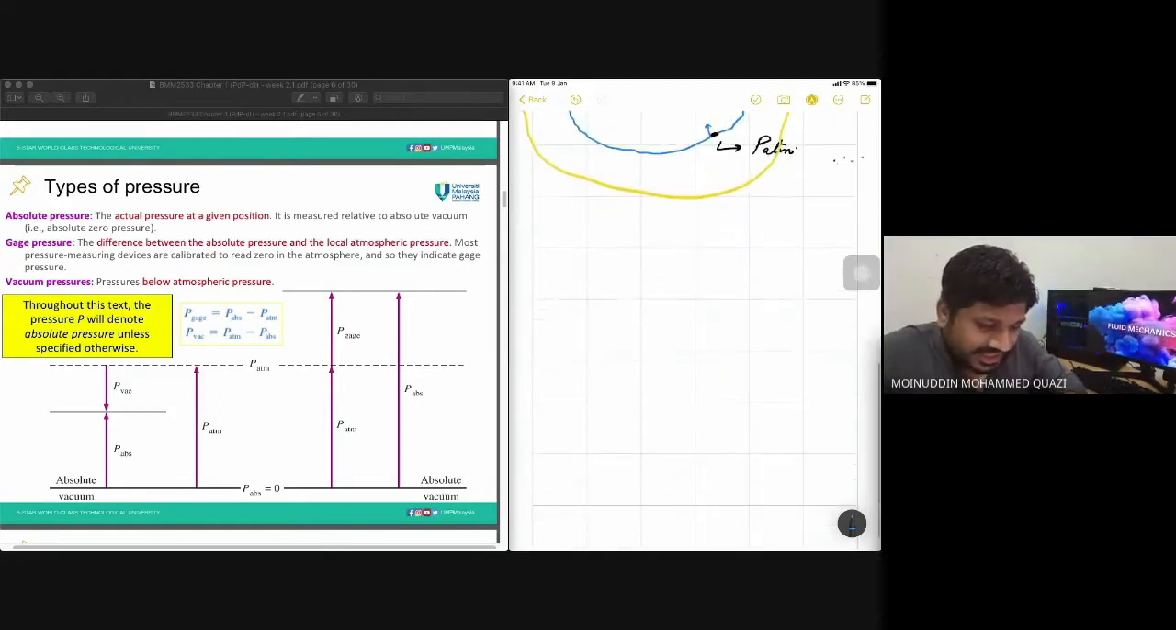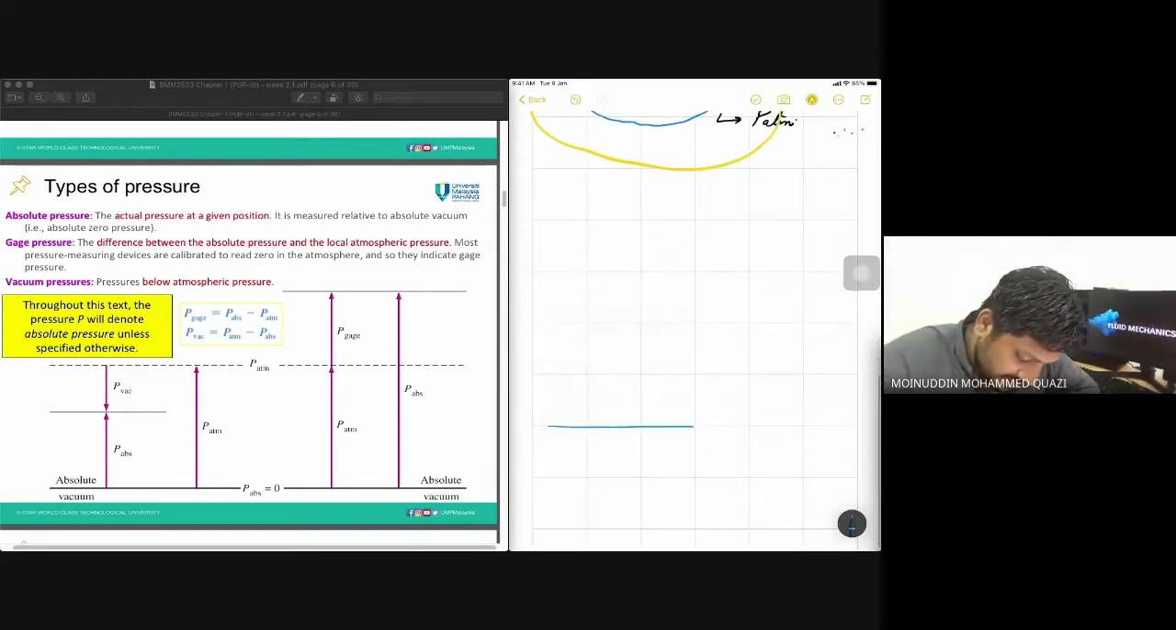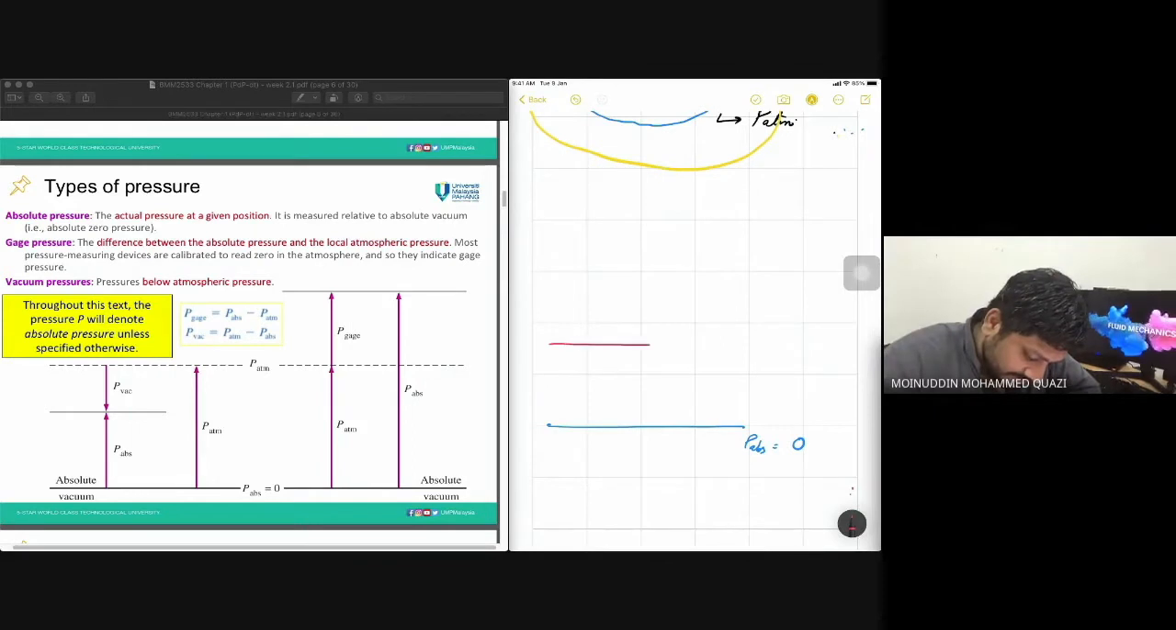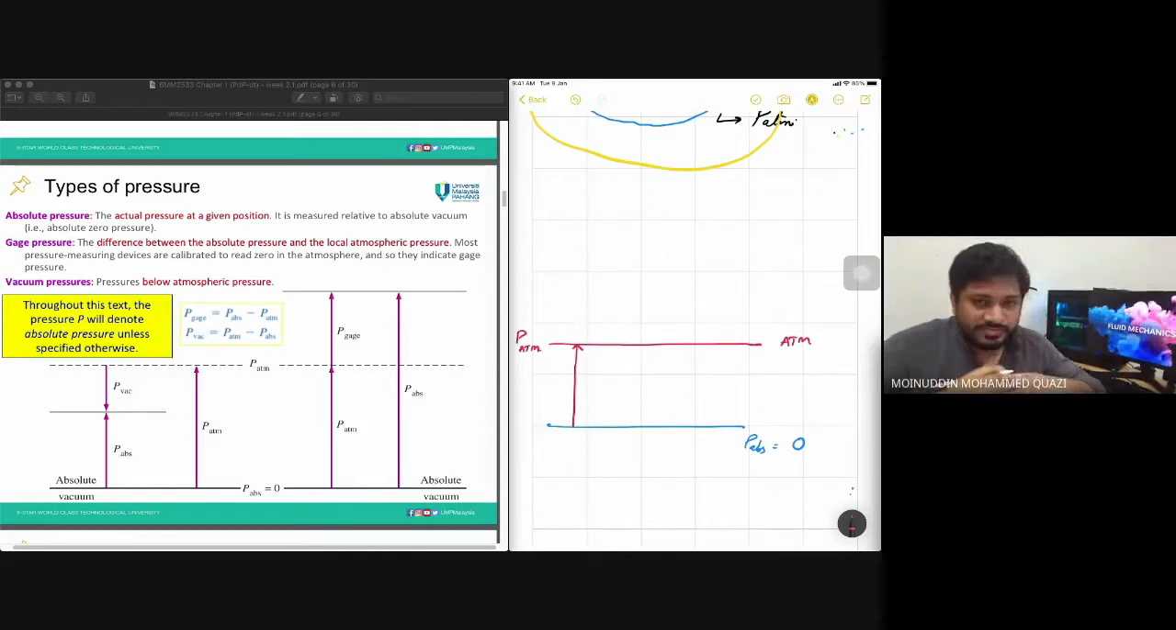Now let's discuss it again in another way. This is my absolute pressure, which is vacuum pressure, which is zero. Outside the atmosphere of the Earth, we have got vacuum, and the pressure is zero there. Then I have got the Earth's atmosphere. From zero to the atmosphere, the pressure is called P atm. So from vacuum to the atmosphere, we have got atmospheric pressure.